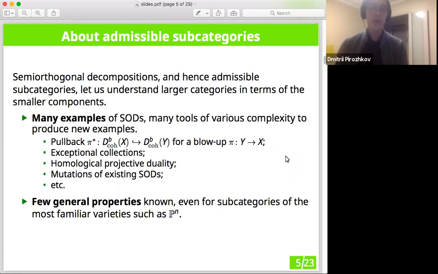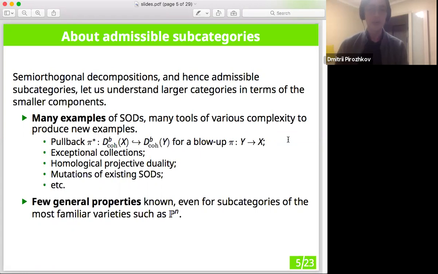As for examples, here are a few standard ones. If you have a smooth projective variety X, and you take a blow up of a smooth subvariety and call that Y, then you have the pullback functor from the derived category of sheaves on X to the derived category of sheaves on Y. It turns out that this functor is fully faithful, so it is an embedding of a subcategory. And moreover, it has both left and right adjoints, which means that the subcategory, which is the image of the pullback, is not just a random subcategory, but in fact admissible.